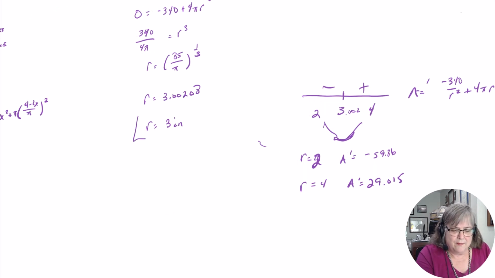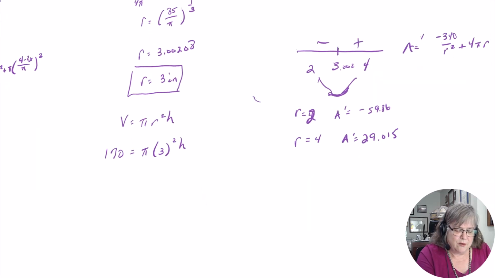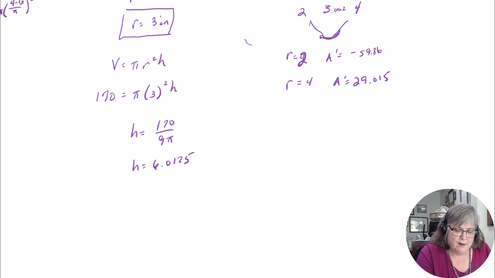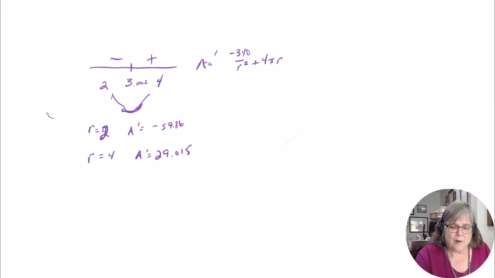So r is 3, right? And we know that the volume is pi r squared h, and we know that we wanted 170, and this is pi 3 squared h. So h is 170 over 9 pi, which turns out to be 6.0125. So 6. So we're going to say 3 by 6. Okay? All right. One more.